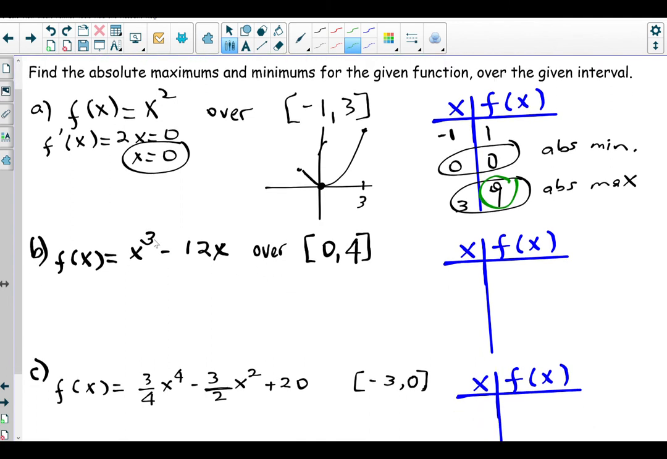So f of x equals x to the third minus 12x over the interval from 0 to 4. We want to find the absolute maximum and absolute minimum. So begin by locating the critical points that lie within the interval. So I'll give you a moment to set this one up.